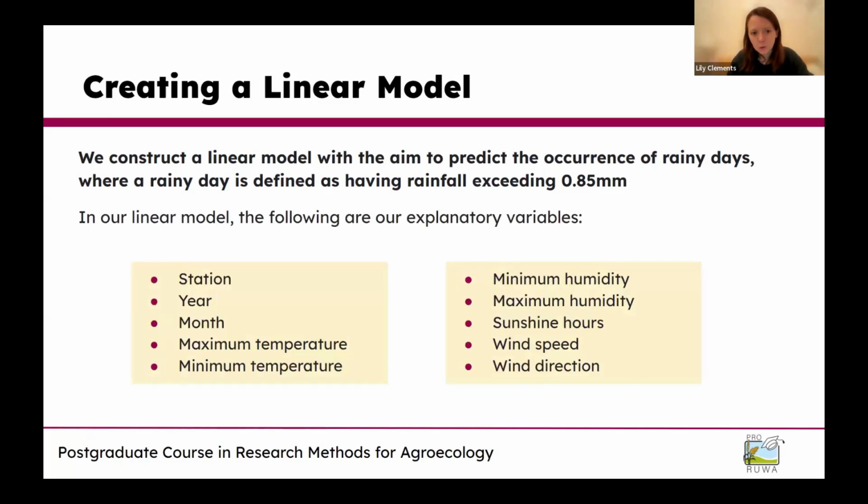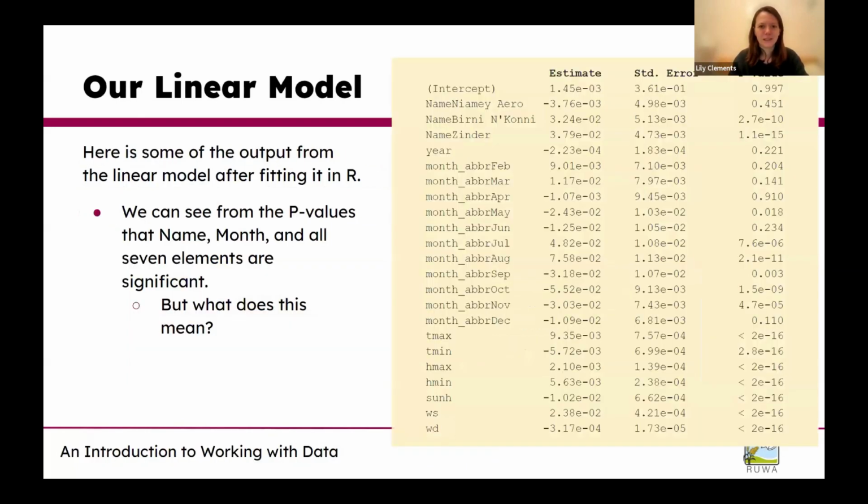In our linear model, the following are explanatory variables. So I was a little bit off, there are seven elements there: minimum humidity, maximum humidity, sunshine hours, wind speed, wind direction, minimum temperature, maximum temperature, as well as station, which is kind of your location, year and month. So we put that in, and here's the output from the linear model after fitting it in R.